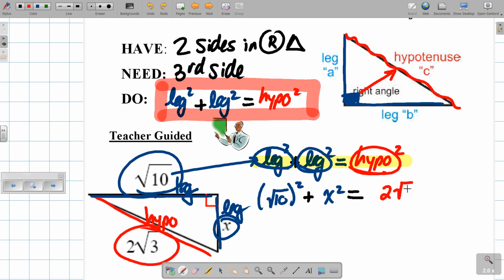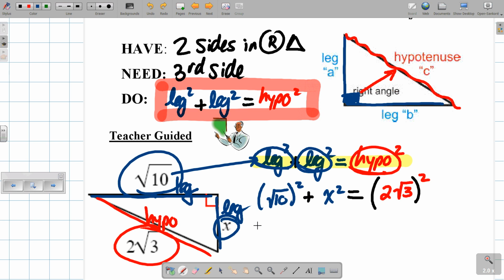Now it's super important. I do not want you to simply stick the 2 there, because you are not squaring the root 3. You are squaring 2 root 3. So make sure you put parentheses around things like that, so that you're squaring the entire expression there.